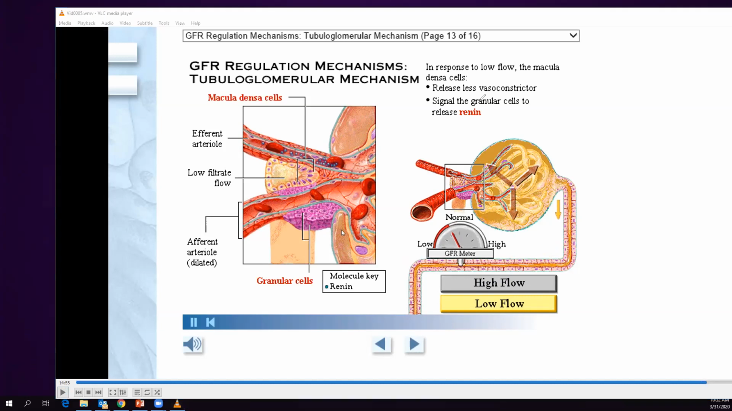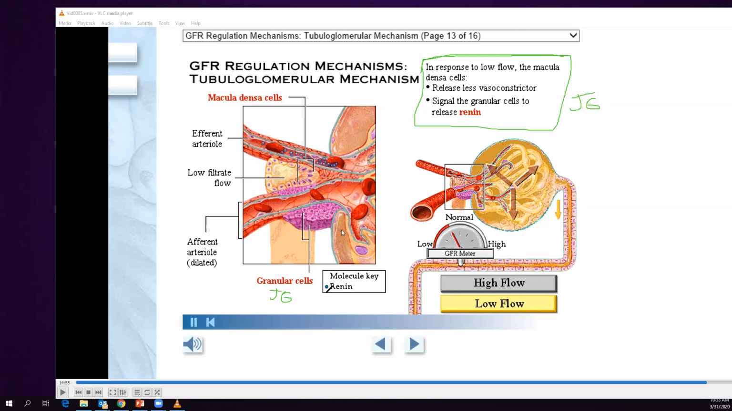is, but we also want to know what the low is. So when there's not enough sodium chloride in the filtrate, then the macula densa cells will release less vasoconstrictor and then signal granular cells. So granular is the same as the JG cells, because it has JG in the name. JG cells mean juxtaglomerular. Here's where they are. So JG cells, juxtaglomerular cells.